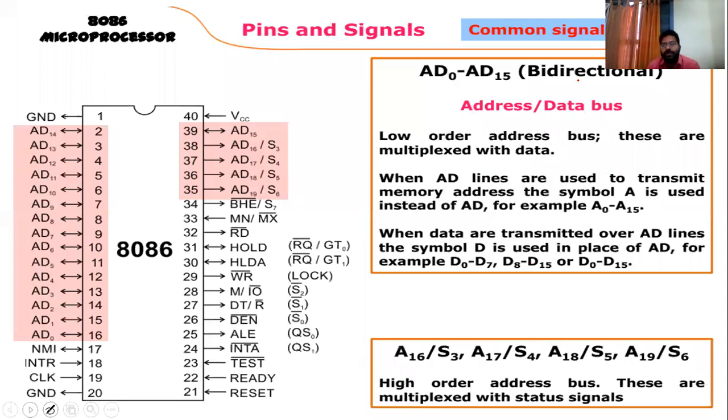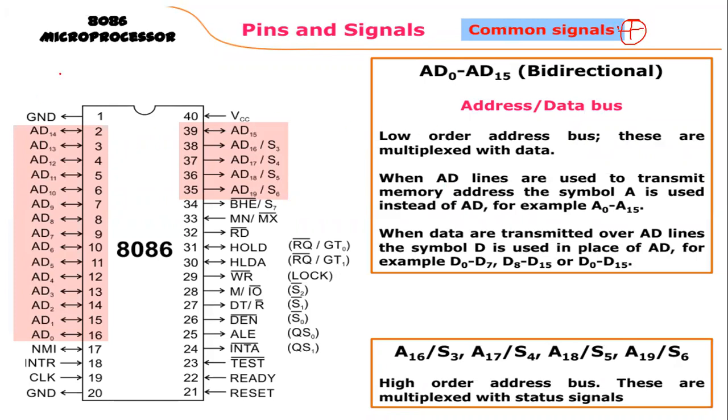The first one we can consider as the common signals. As you know, the entire 40 signals are divided into three different categories. First is common signals used in both minimum and maximum mode, then signals used only in the minimum mode, then signals used only in the maximum mode. Now first of all, you can see the common signals used in both minimum as well as maximum mode. These are highlighted.